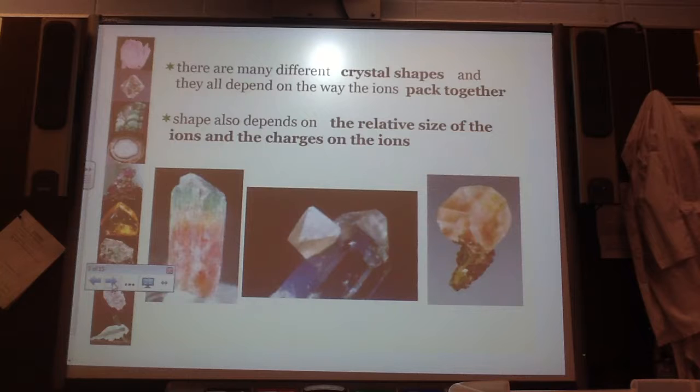It's good? Okay. There are many different crystal shapes, and they depend on the way the ions pack together. Shape also depends on the relative size of the ions and the charges on the ions.